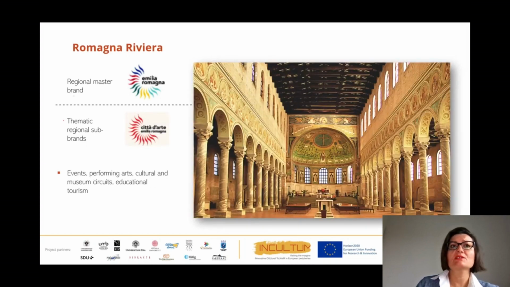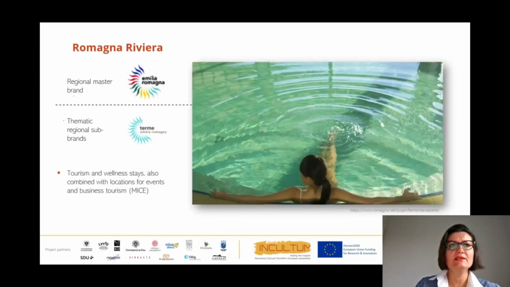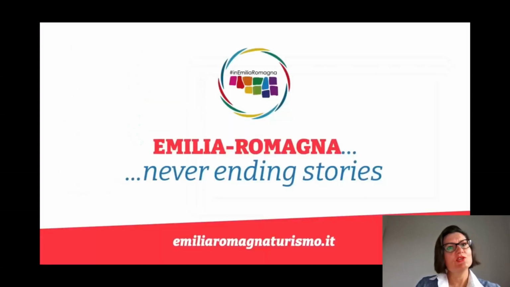Here we see offers for cultural tourism and cities of art, represented by the red logo, with a rich year-round calendar of events, performing arts, cultural and museum circuits, as well as proposals for educational tourism. And here we have offers for spa tourism, represented by the light blue logo, with proposals for tourism and wellness stays, also combined with locations for events and business tourism, mainly the MICE sector, that is the meeting, incentive, conference and event sector. This slide shows the new master brand of the Emilia-Romagna region, which recalls the various provincial territories and the chosen slogan: Emilia-Romagna, never-ending stories.